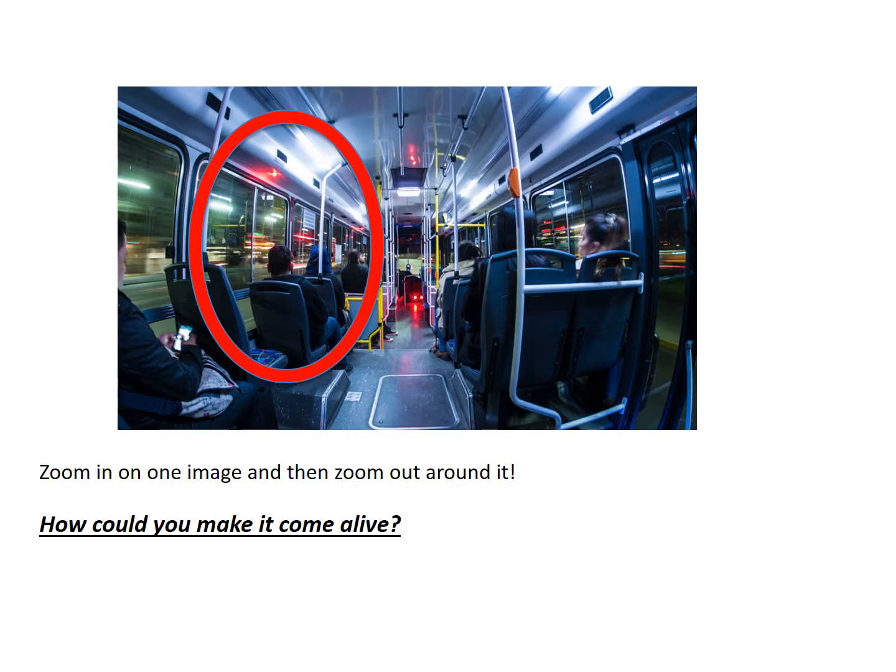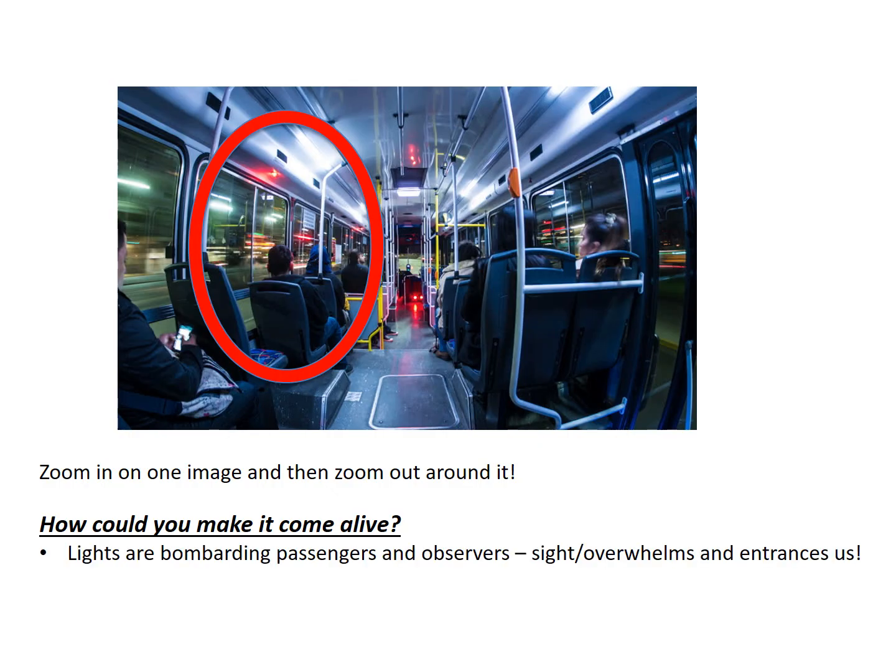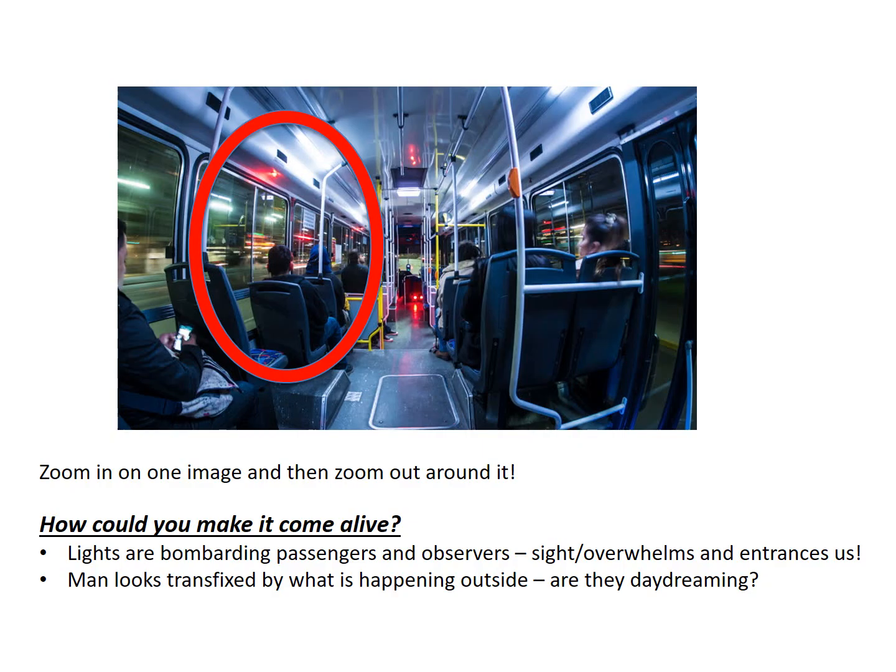The thing that really strikes me in this image when I zoom out is the lights. They're bombarding passengers and observers. It's as if the sight is overwhelming them and entrancing them. We could even say that this man who I've zoomed in on looks transfixed at what's happening outside. I mean, what is he, daydreaming or half asleep? It's also interesting that this night sky seems almost enchanted. Could this bus be in another world? I don't know. I'm being asked to describe a journey on this bus, but there's no reason why it couldn't be somewhere else. I wonder if this passenger's going to miss their stop.